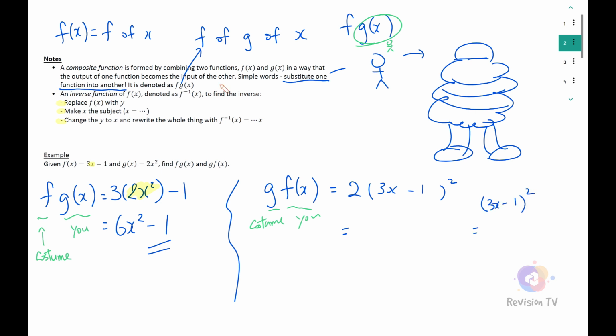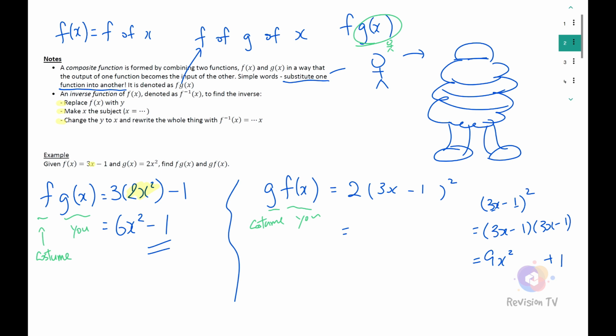Now I did mention before the shortcut for expanding a double bracket. I'll just go through it. If you don't know it, you don't have to know it. You can just expand it manually. The shortcut is to square these two terms separately. So 3x squared is 9x squared. Minus 1 squared is plus 1.